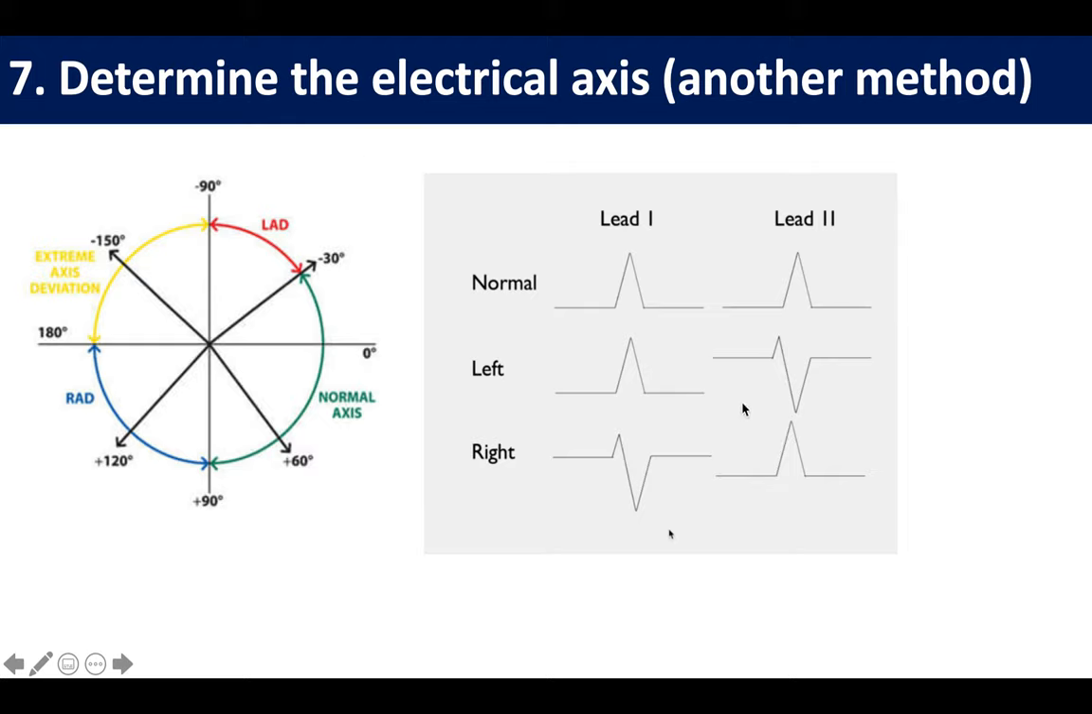Another way to work it out, or to memorize the mechanism, is if lead 1 is positive and lead 2 is negative, usually that means you have a left axis deviation. They kind of equalize each other out. But if lead 1 is negative and lead 2 is positive, the opposite, then you have a right axis deviation.